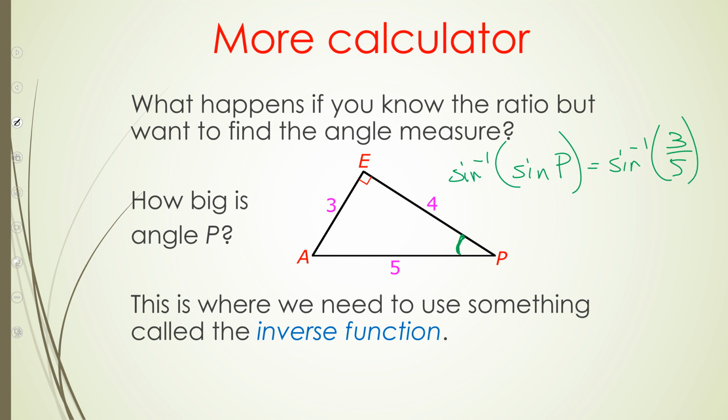What happens when you take the inverse sine of the sine of P? What am I left with? In other words, what's the left-hand side of this equal sign become? P. And this, you get off your calculator. Go ahead, type that into your calculator. Make sure you're typing in the inverse sine, not the sine. And make sure you use your parentheses accurately. 36.87. Yes.